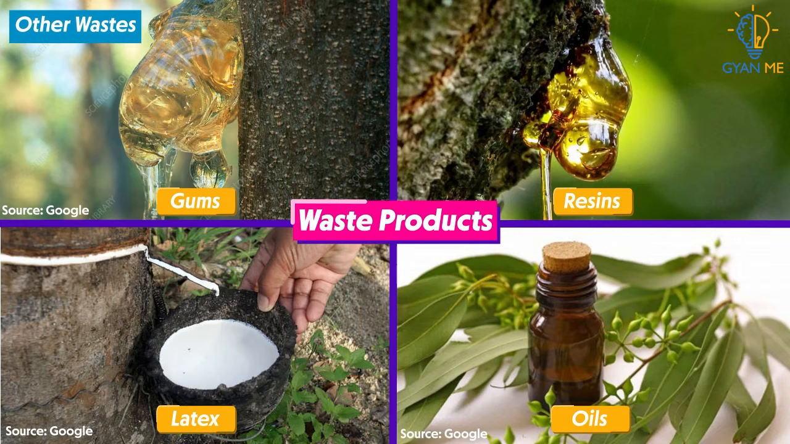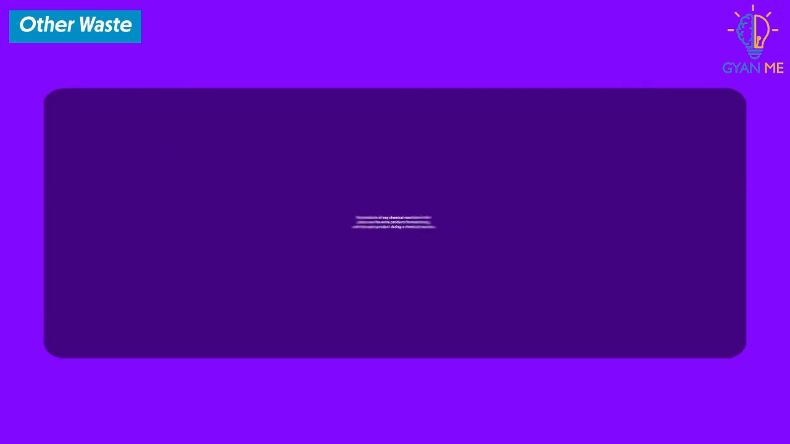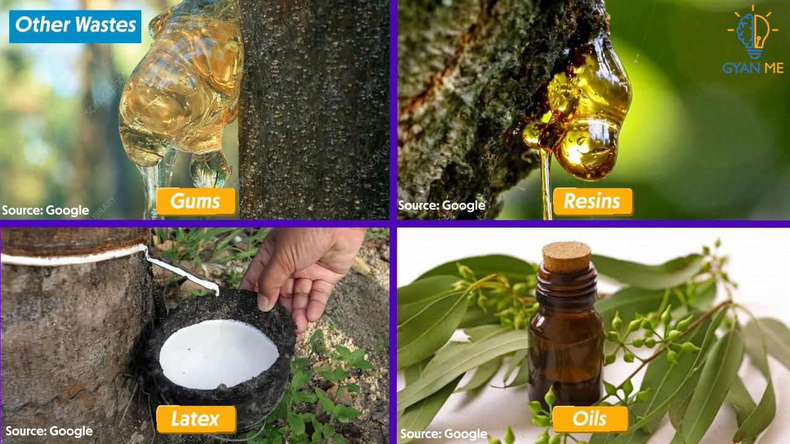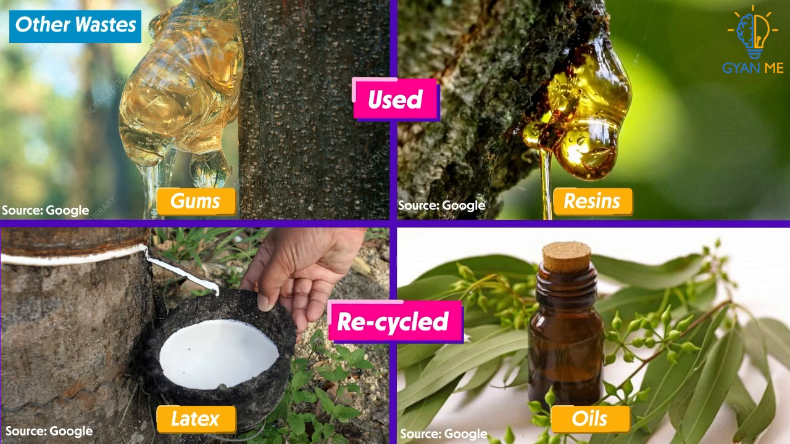are waste products of plants, or we can say they are the byproducts produced by plants during different reactions happening inside their cells. So we can say that a byproduct of any chemical reaction in the plants is some extra product formed along with the main product during a chemical reaction. Some of the byproducts in plants are used or recycled by them, while others are disposed of in many ways. So let us have a deeper look at these byproducts.